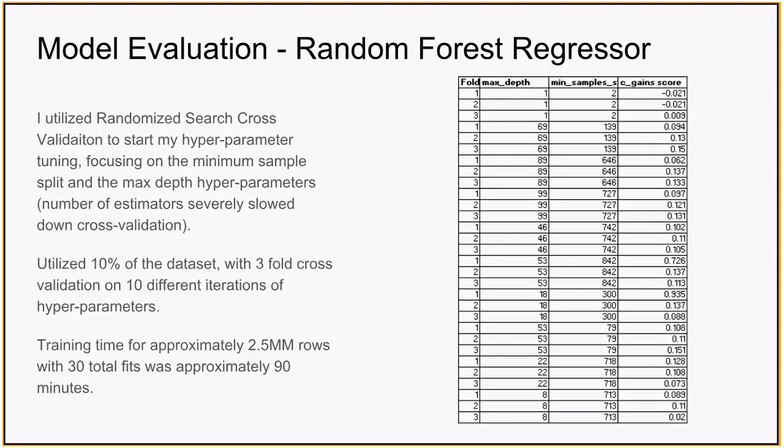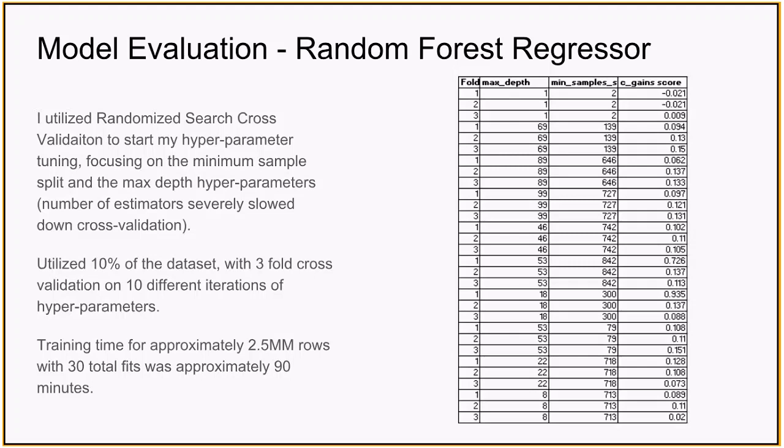I really attempted to tune the model with the number of estimators as a hyperparameter, because the number of trees in the random forest is really important, but unfortunately it really hampered the performance and the speed of the model that I was building, given the size of the sample that we were working with. So I decided to keep that steady at 100 through the entire model building process. And the training time for my cross-validation was around 90 minutes for those 30 different folds.